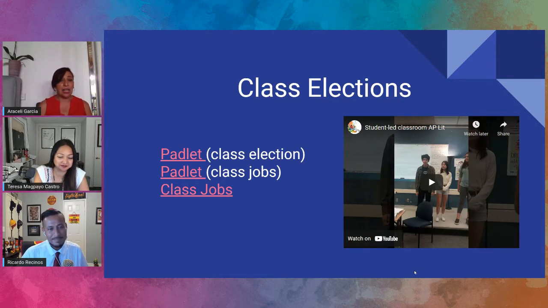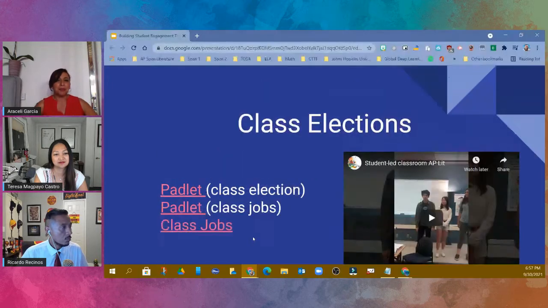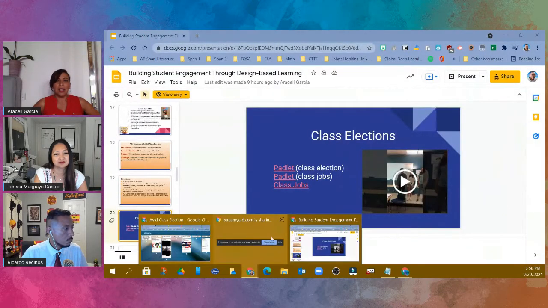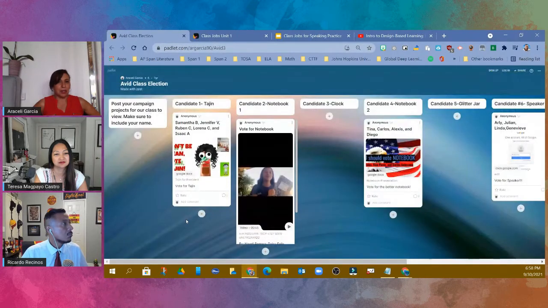Where's everything at? It is a student-run classroom. And today, again, if you were to walk into my class in the first few minutes of class, it's my students running it. Let me show you again some of the campaigns. If you go on that first Padlet there, you will see some of the things that my students did last year, even though we had the pandemic.